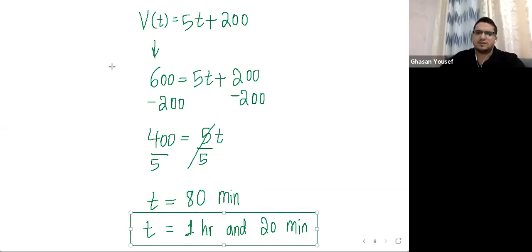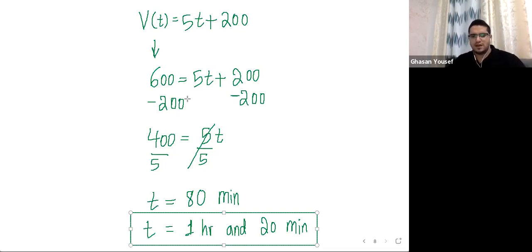This is correct. You just have to plug the 600 inside V of t and find the value for t. So t is 80 minutes, 1 hour and 20 minutes. Any question? Okay, no questions.